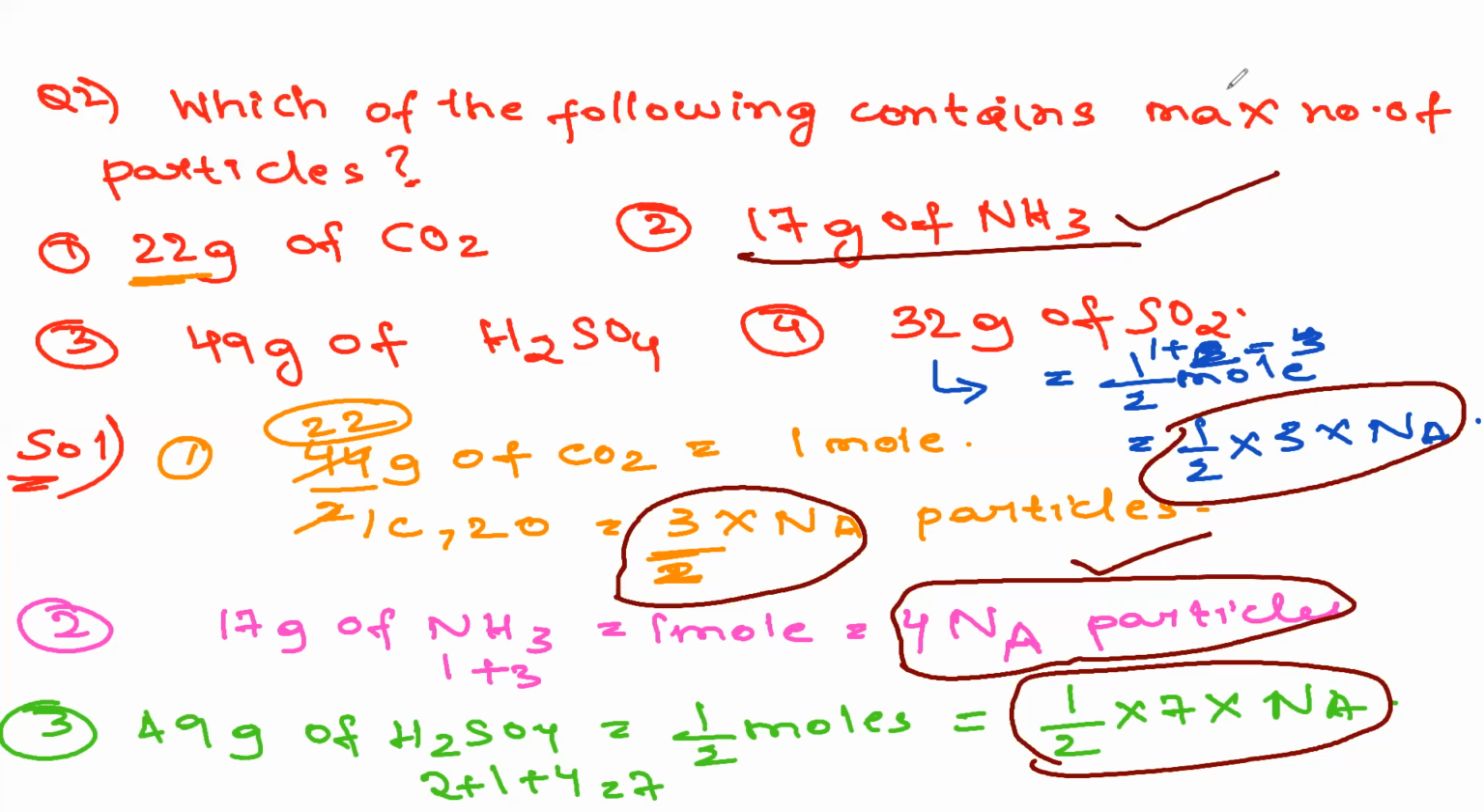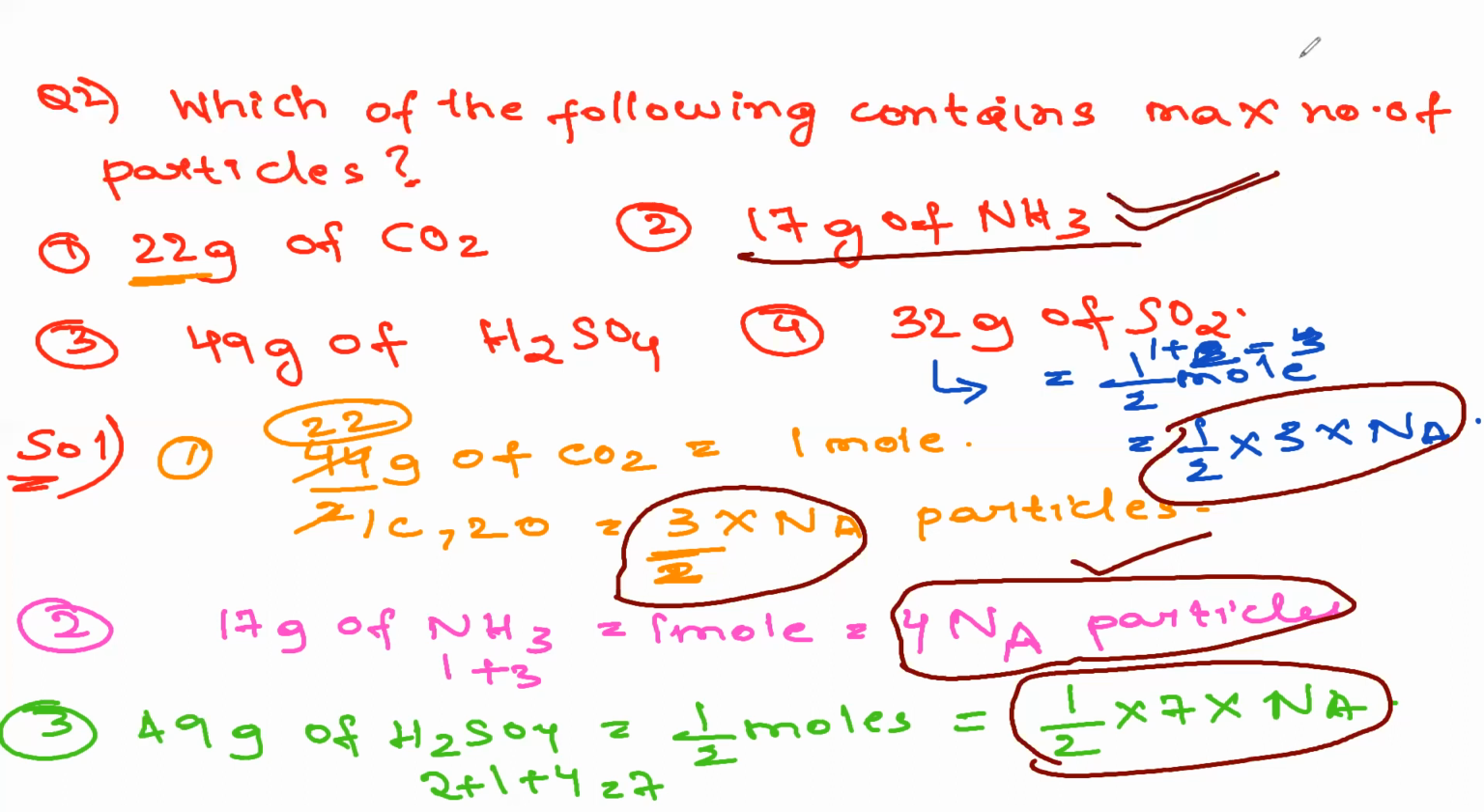So, for example, in 22 grams of carbon dioxide, we already know 44 grams of carbon dioxide is equal to 1 mole. So 22 grams means 1 by 2 mole. So 1 by 2 into the number of atoms in carbon dioxide, which is 3 atoms because 1 carbon, 2 oxygens. So it is a total of 3 atoms. And 1 mole contains Avogadro number of particles, so 1 by 2 mole contains Na by 2 into 3. So the answer is 1.5 into Avogadro number of particles. The same way we'll find for ammonia, sulfuric acid and sulfur dioxide. So the answer is the second option, that is 17 grams of ammonia.